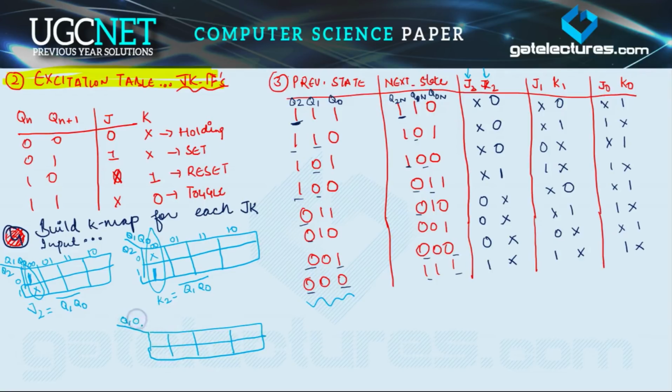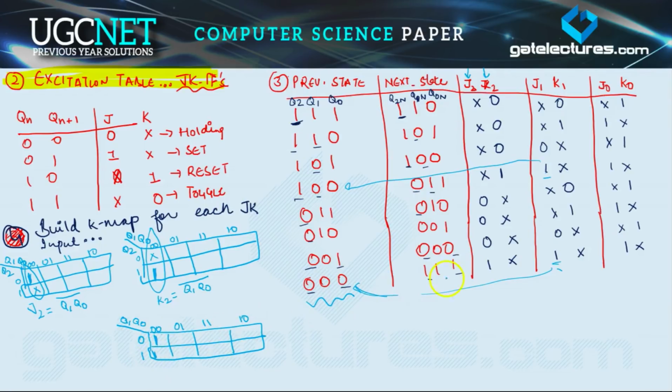Q1, Q0, 0 and 1, 0, 0, 0, 1, 1, 1, 1, 0. Now see where J1 is 1. J1 is 1 here and here. Now see the corresponding previous state values. So this is Q0 and Q1 is 0, 0, but Q2 value is 1. So it means here. Now the J value is 1 here. Now see the corresponding previous state values. So this is 0, 0, 0. It means here.